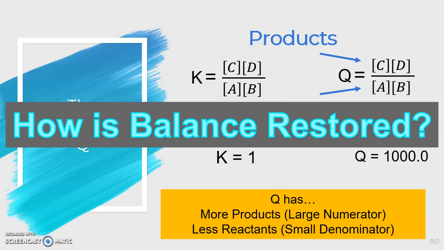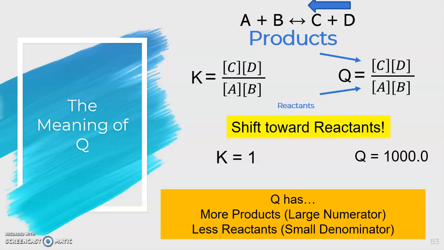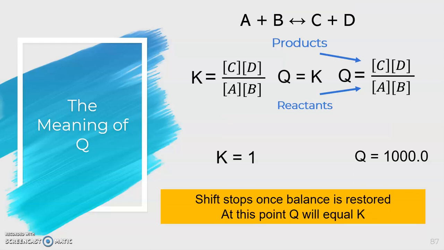So in order to regain our balance, when we take a look at the overall equation, we're going to need to shift away from product and back toward reactant. So slowly but surely, the reverse reaction is going to kick into hyperdrive, and we're slowly going to push toward that reactant side, chewing up the products, making more reactants, until finally the value of Q will equal the value of K.